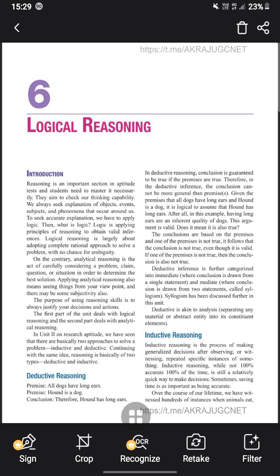Therefore, in deductive inference, the conclusion cannot be more general than the premise. Given the premise that all dogs have long ears and hound is a dog, it is logical to assume that hound has long ears. After all, in this example, having long ears is an inherent quality of a dog, and this argument is valid. Does it mean it is also true?